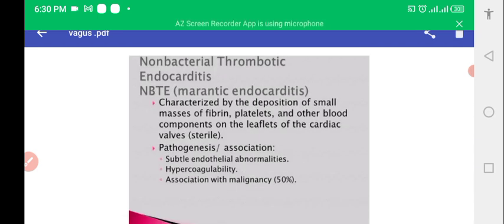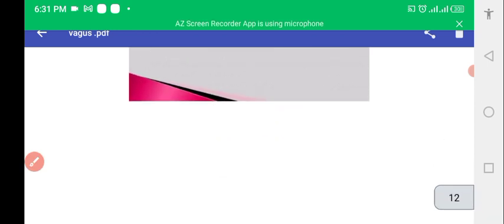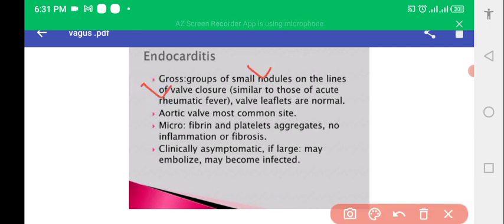Okay, so now this condition is nonbacterial thrombotic endocarditis, which is also known as marantic endocarditis. Marantic endocarditis is a condition in which there is a mass of fibrin, platelets, and other blood components deposited on the cardiac valve, and it is associated with endothelial abnormality and hypercoagulability, and malignancy association is also there in this condition. What happens? Small nodules form on the lines of valve closure, most commonly on the aortic valve, with microfibrin and platelet aggregation, and asymptomatic embolization is also there in the patients.